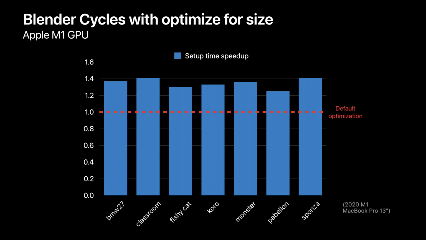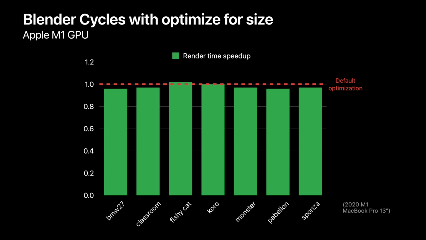When rendering these scenes on an Apple Silicon GPU, enabling Optimize for Size improved Blender's setup time, which includes compiling shader pipelines, by up to 1.4x. And it provided that speedup with little or no degradation in render time. Some renders slowed up to 4%, and some did not slow at all. So lower runtime performance is possible, but in some cases, Optimize for Size can also improve runtime performance.